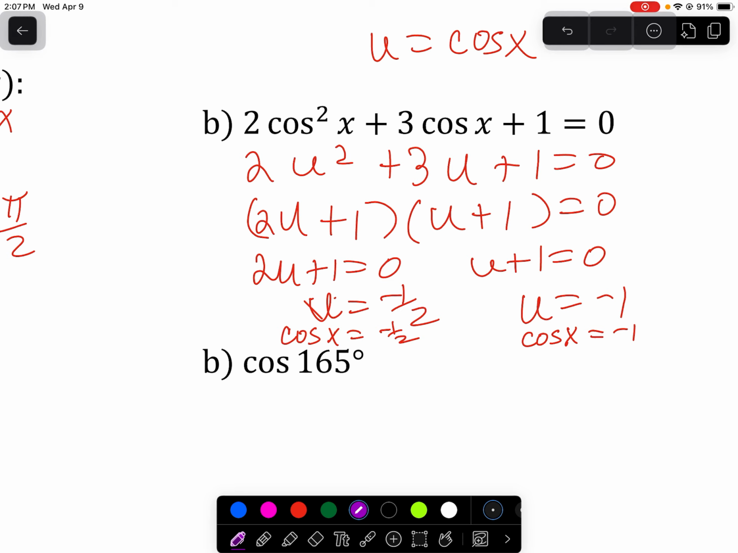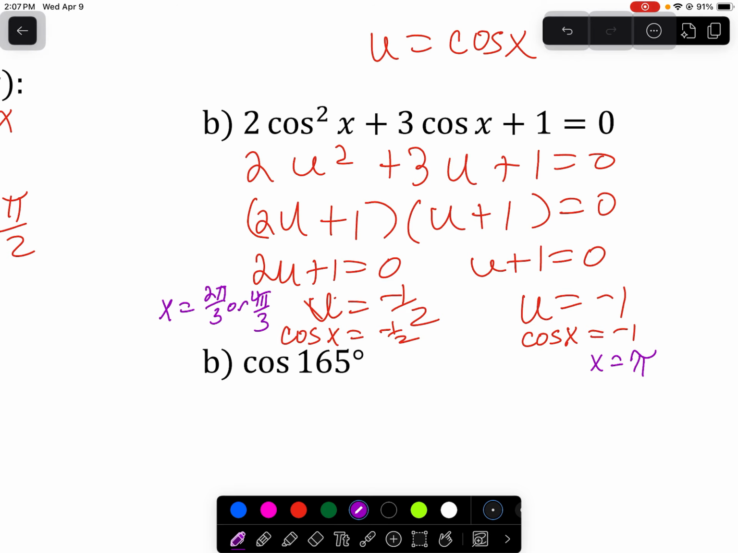Now the cosine is negative in two quadrants, the second and the third. So let's find where the cosine is 1/2 in the second and the third. That would be the 60s over there, 120 and 240. But how do we write those in radians? That would be 2 pi over 3, or 4 pi over 3. And then this one here, the cosine is -1 in one location only, at pi.